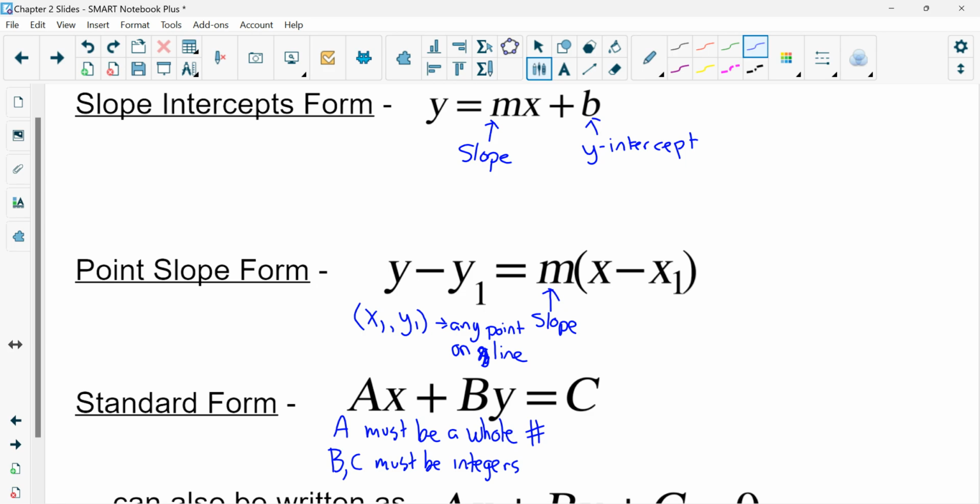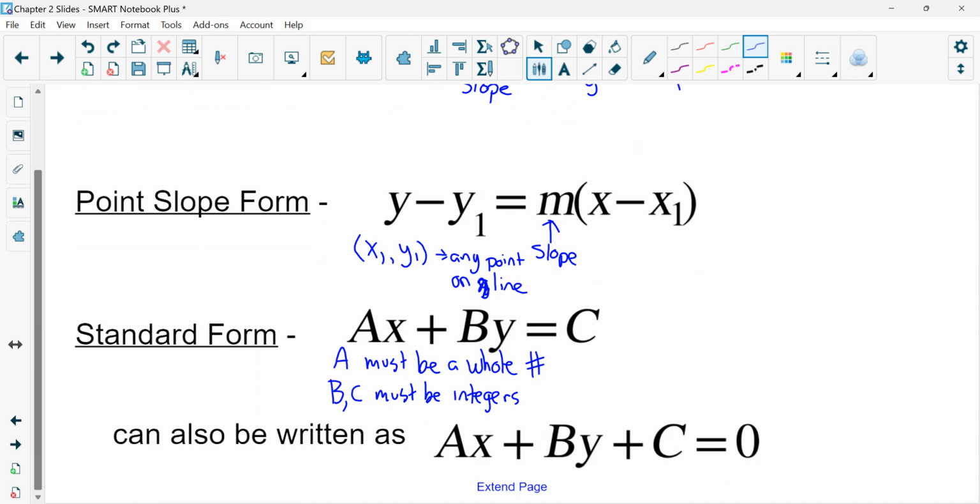The book will also write it sometimes as ax plus by plus c equals 0. I don't really like that form, and to be honest, I never saw it anywhere other than this book. So just be aware, the book will sometimes write it that way, but for the most part, ax plus by equals c is going to be your standard form. All right, then we'll look at a few examples, and then you'll have some time to work.